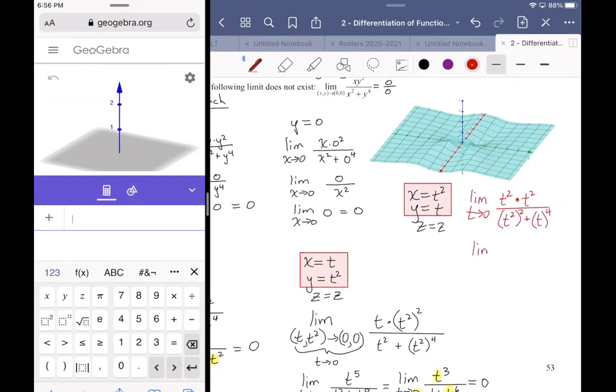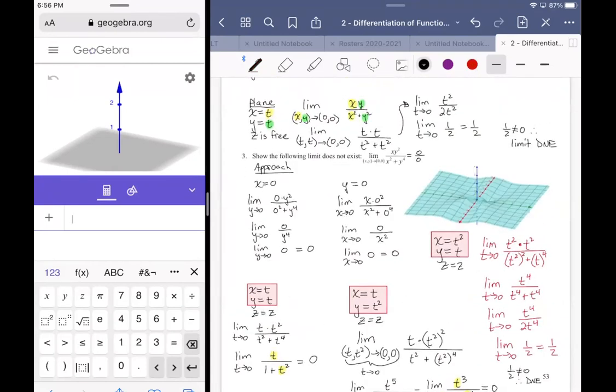When you simplify, you get t to the 4th over t to the 4th plus t to the 4th, which is t to the 4th over 2t to the 4th, which is the limit of 1/2. Limit of a constant is a constant. Result 1/2. And so we could finally say, therefore, the limit does not exist. So 1/2 is not equal to 0. Therefore, the limit does not exist.